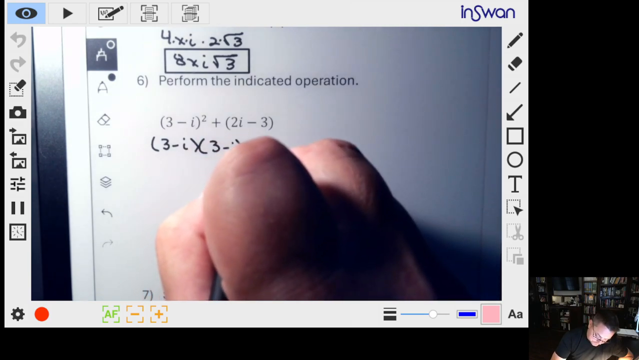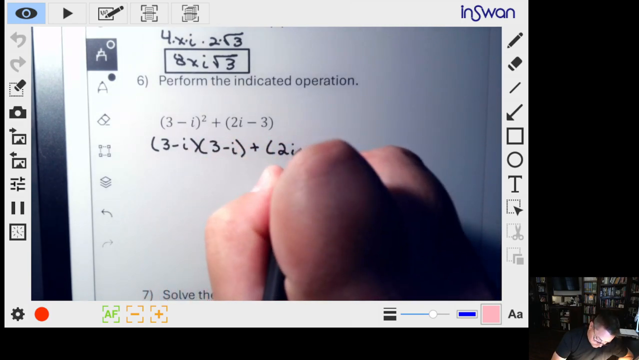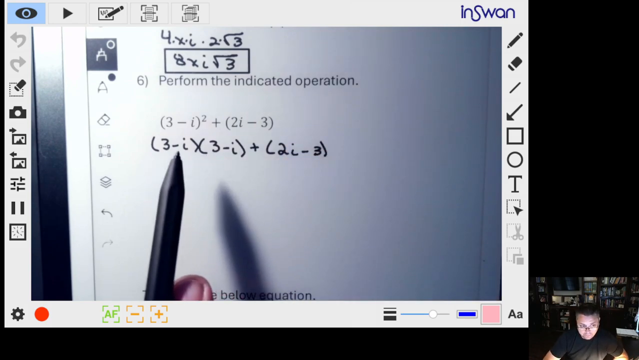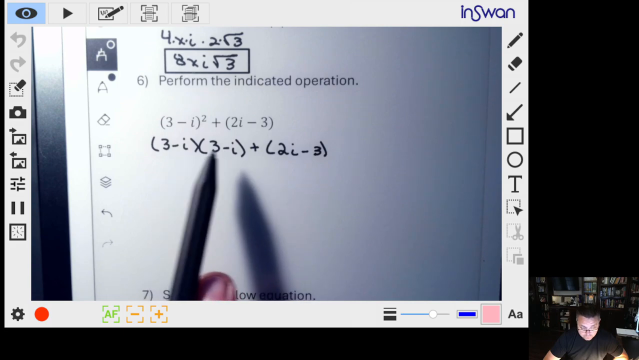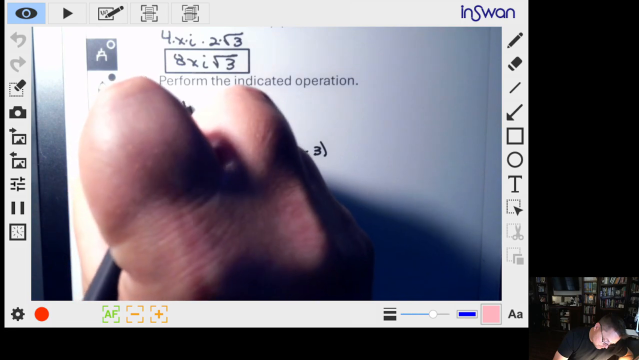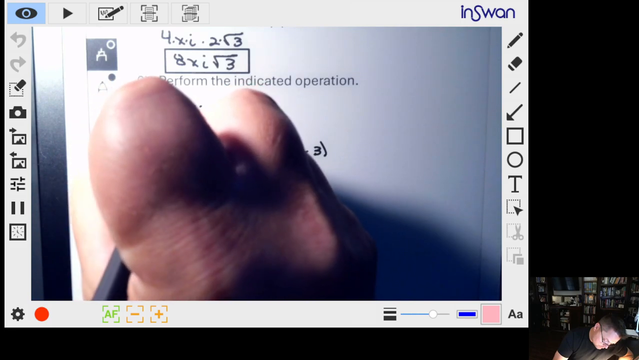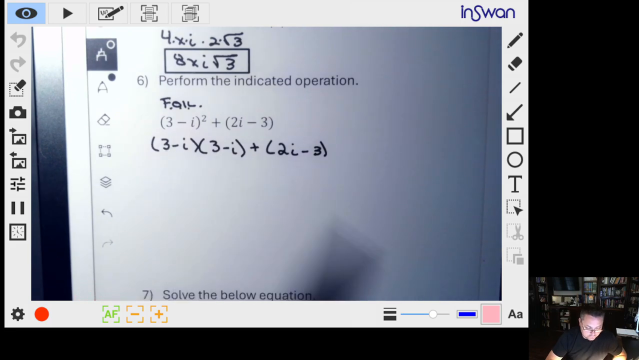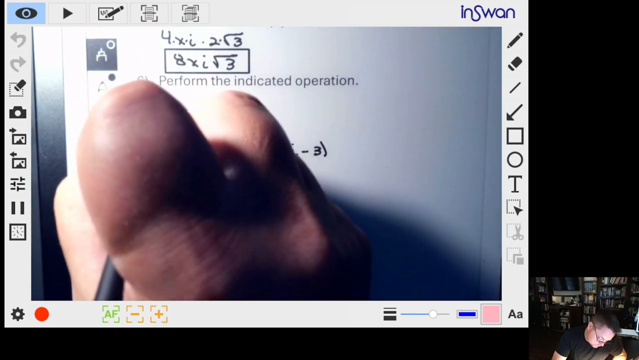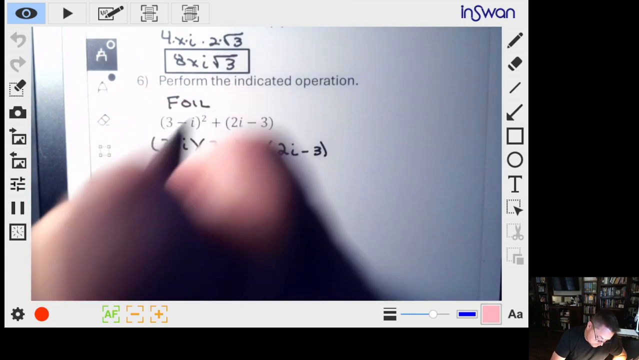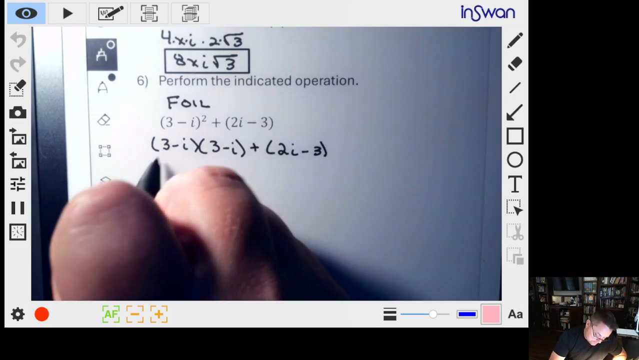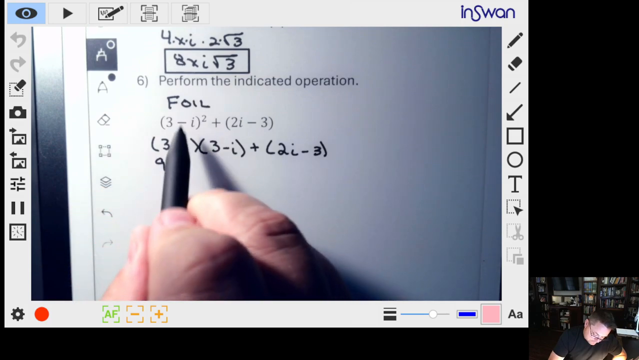times 3 minus i. So here, I've got to go ahead and FOIL this out. So we've talked about foiling in class. So to FOIL, I don't like putting the dots underneath there. There, that just looks nice. So to FOIL, first two numbers multiplied together. So 3 times 3 is 9.